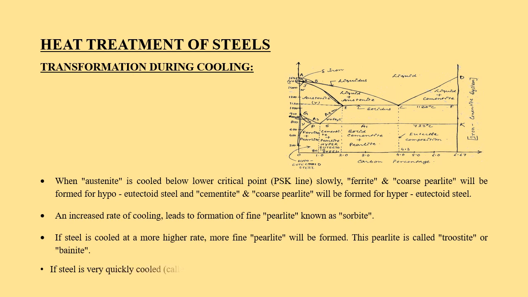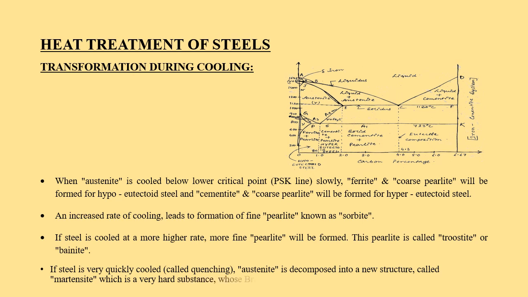If the steel is very quickly cooled, which is known as quenching, the austenite is decomposed into a new structure called martensite, which is a very hard substance and whose Brinell hardness number varies from 650 to 750.